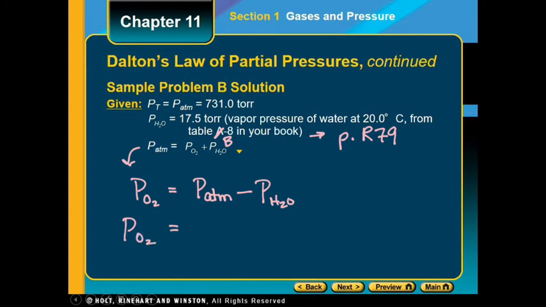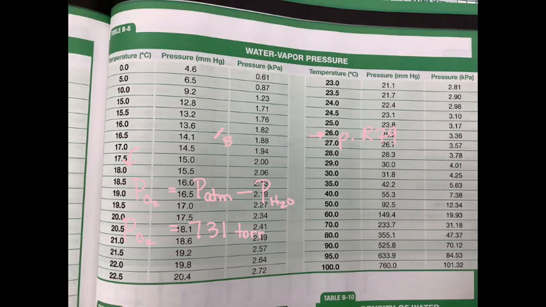The atmospheric pressure, it tells us in the problem, is 731 torr. And we need to go find the pressure of water. I'm going to show y'all a picture of what that table looks like. Sorry, this is the picture we're working with. The writing's bled through on this, but just so that you can see what it looks like.